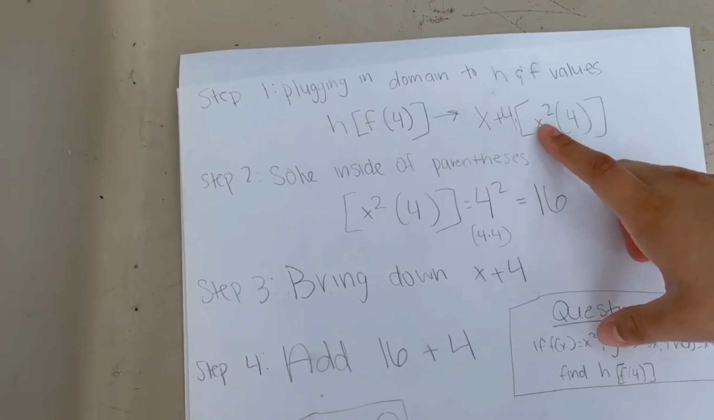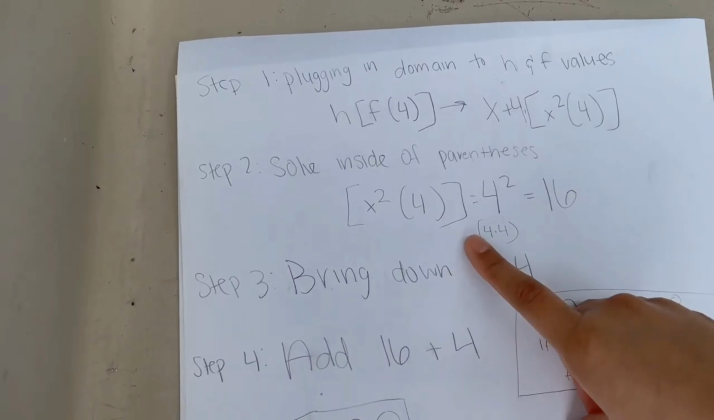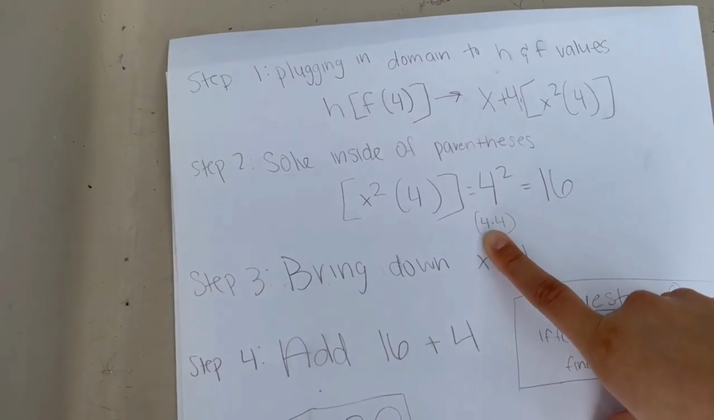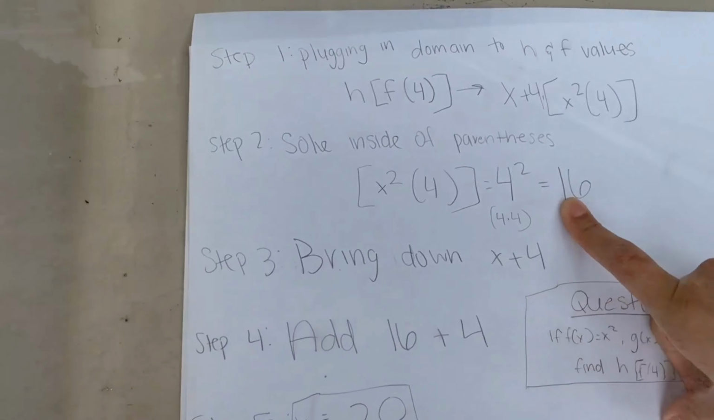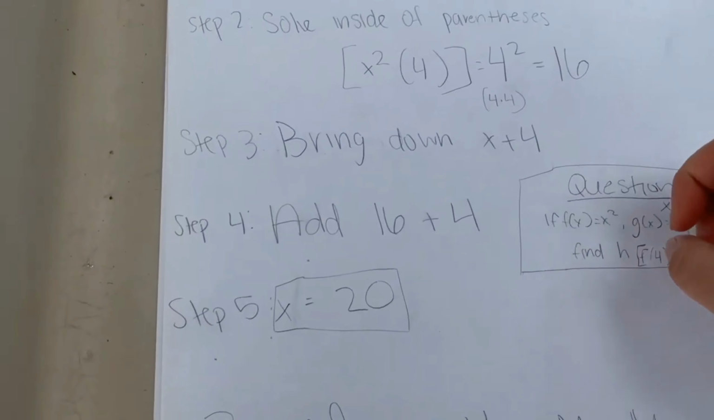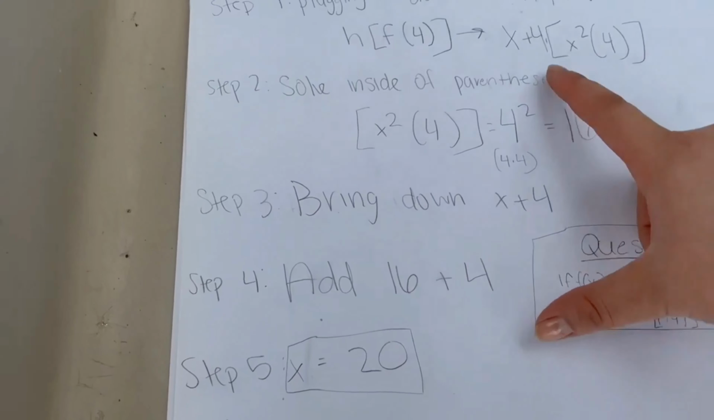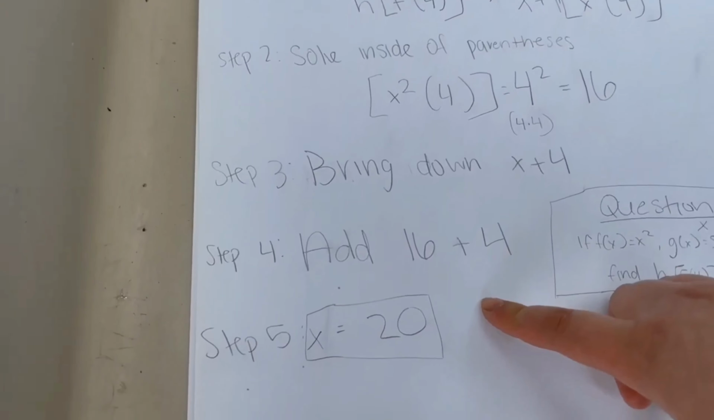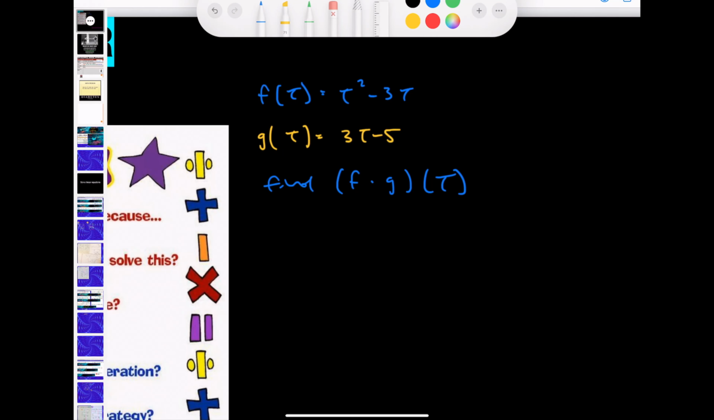So we brought down this equation down here, and then we equaled it to 4 squared, and then that'll be like 4 times 4, and then equals 16 horizontally. Okay, for steps 3, 4, and 5, you're going to bring down the x plus 4 and add that to 16, and x equals 20.